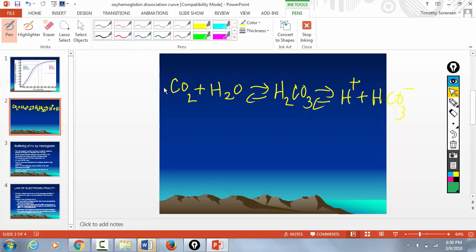Okay, now it's no longer CO2. We know that it is PCO2. The P is the carbon dioxide dissolved in the plasma.